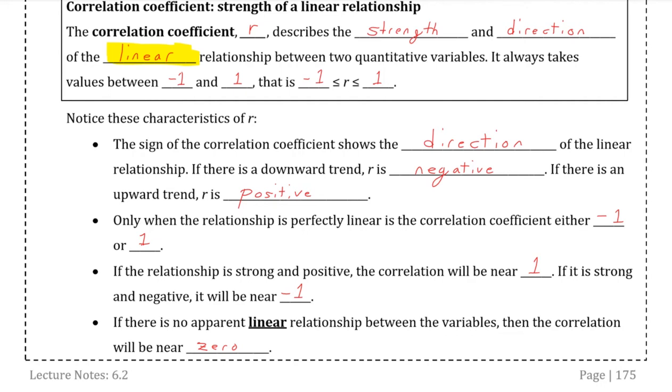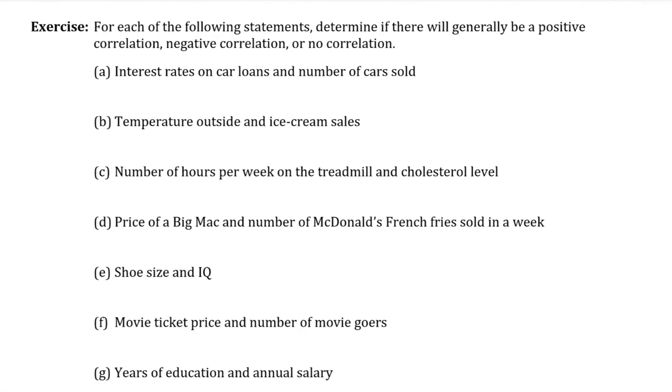So, if R is close to -1 or +1, it implies a linear relationship, either positive or negative. But if R is closer to 0 than it is to 1 or -1, then that implies that there is no apparent linear relationship. Note again that linear is bolded and underlined here. R is only useful for linear relationships. Let's look at an example on the next page.